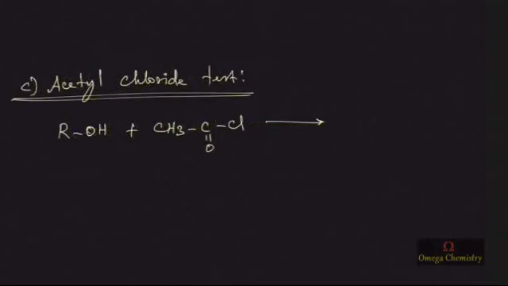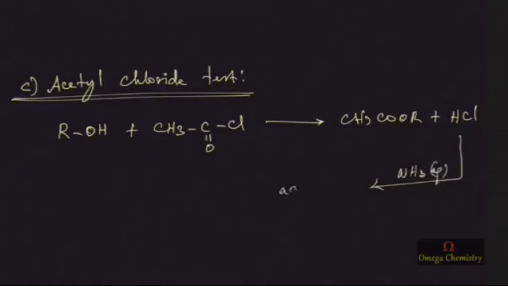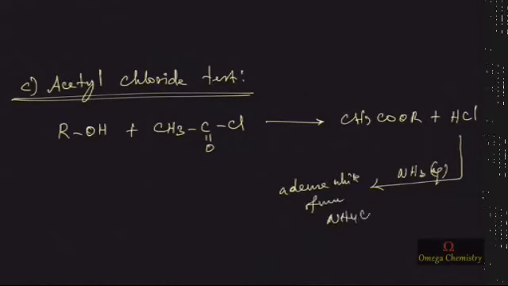The next test is the acetyl chloride test. When alcohols are treated with acetyl chloride, sweet smelling esters will be the products, along with the evolution of HCl gas. The HCl gas can be confirmed by the conventional test: a glass rod dipped in aqueous ammonia will give dense white fumes, which is nothing but ammonium chloride.